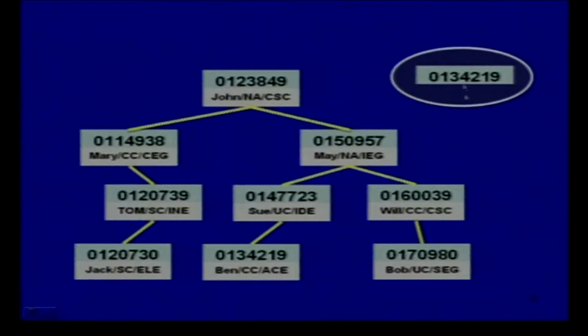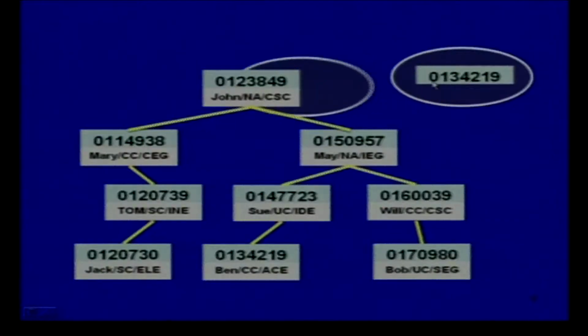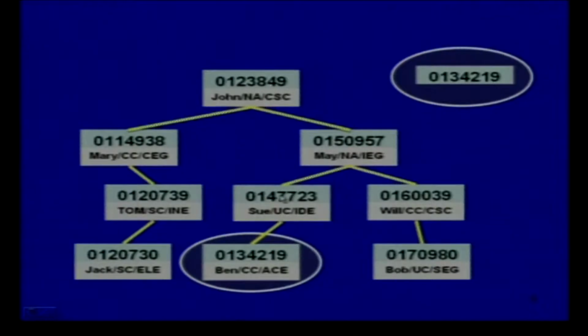Now, let us look at how we search for a particular value. So, suppose we want to search for 0, 1, 3, 4, 2, 1, 9, this is the value we want to search for. Then we start with the root node and it is greater, so we go this side, it is less, it goes here, and then it is less. So, we have found the value that we want to search for and the value is identified.